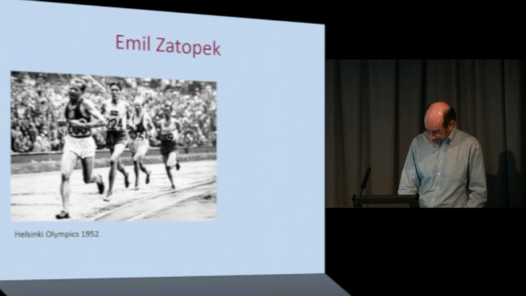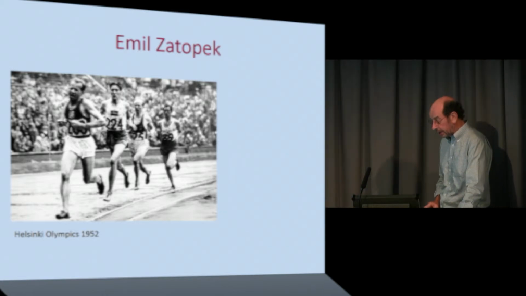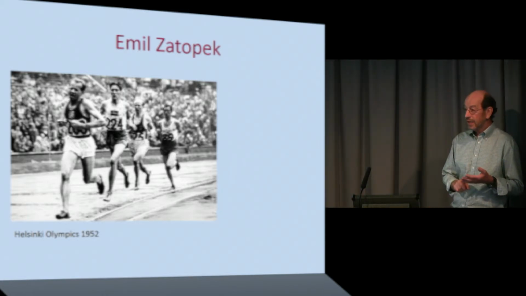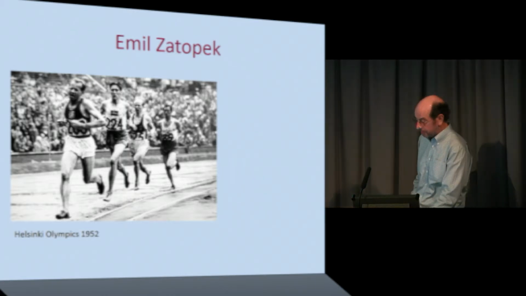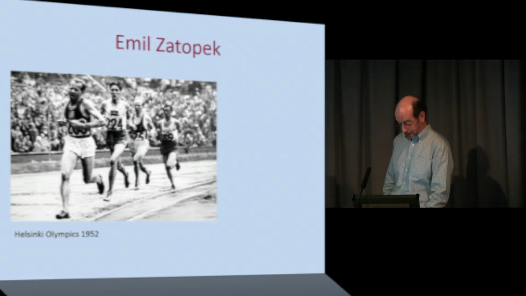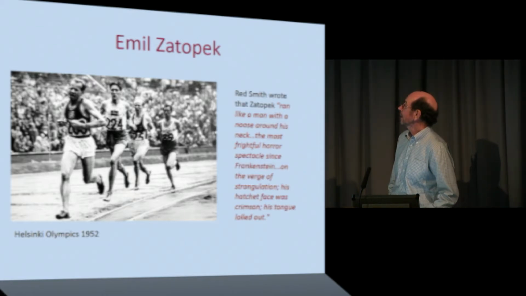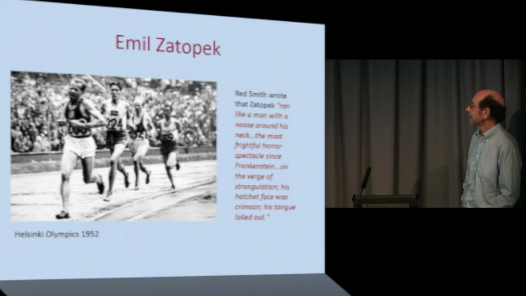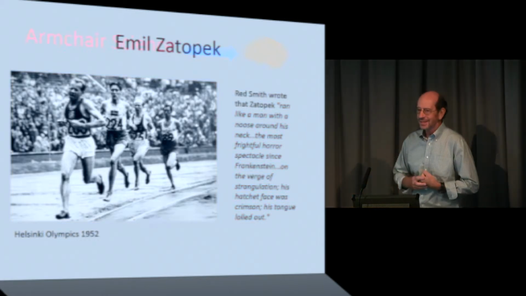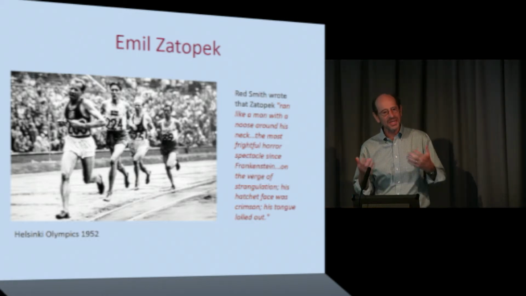Emil Zatopek is still the only runner to have won 5K, 10K, and marathon at the same Olympics. That's soon to be broken, I'm sure. But there was a reporter for the Philadelphia News called Red Smith, and he wrote that Zatopek ran like a man with a noose around his neck, the most frightful horror spectacle since Frankenstein. On the verge of strangulation, his hatchet face was crimson, his tongue lolled out. Well, that's a little bit of over-the-top journalism, but you get the idea.